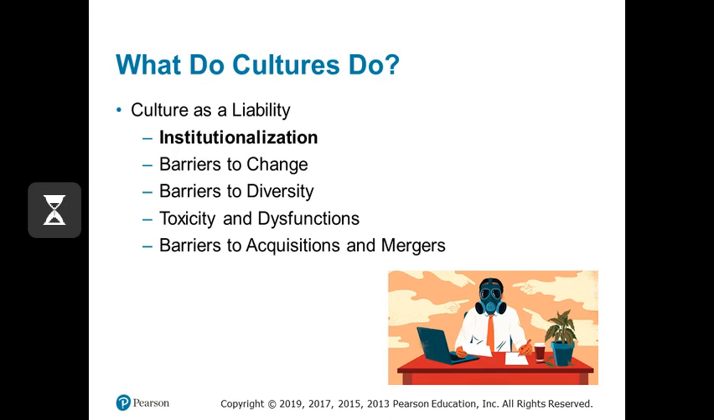There can also be some toxicity and dysfunction within our organizational cultures. We talk a lot about how culture can build upon good things within the organization. Well, culture can also build upon the bad. When things start to go downhill, as our culture builds around some of this negativity, the organization's climate can become worse and worse. Finally, culture can be a barrier to acquisitions and mergers. One of the most common problems when organizations merge or when acquisitions take place is that the cultures of two different companies may be very different, and it may be hard to integrate employees from the two different companies.